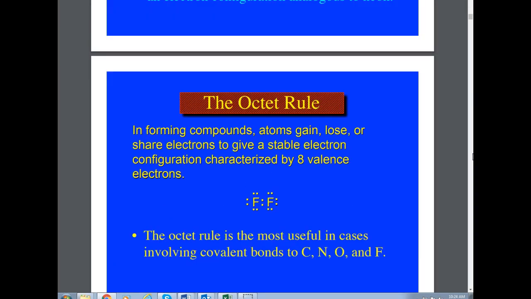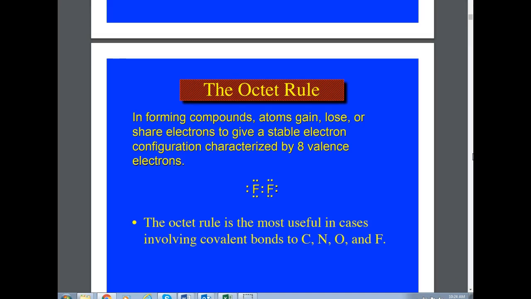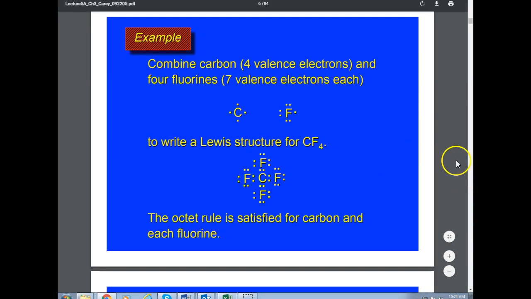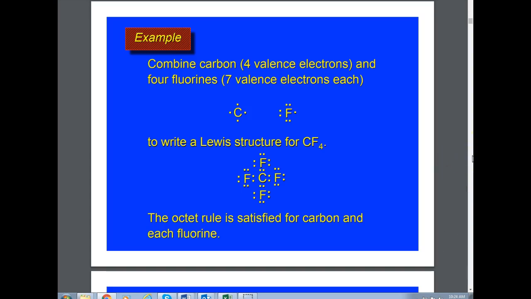So this octet rule works really well with carbon, nitrogen, oxygen, and fluorine. And remember, hydrogen wants to have 2 electrons around it. So here's another example of carbon. It has 4 valence electrons, and fluorine has 7. So if you have 4 fluorines around that central carbon, carbon likes to be in the center of things, then every atom in this structure has 8 electrons around it, and it's happy that way.